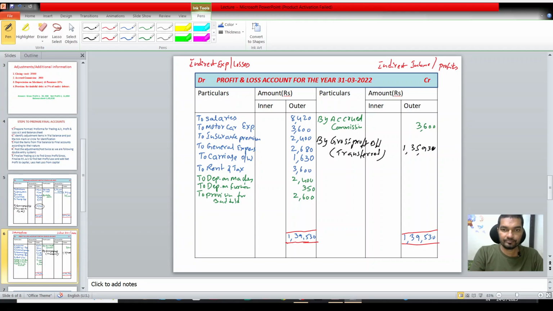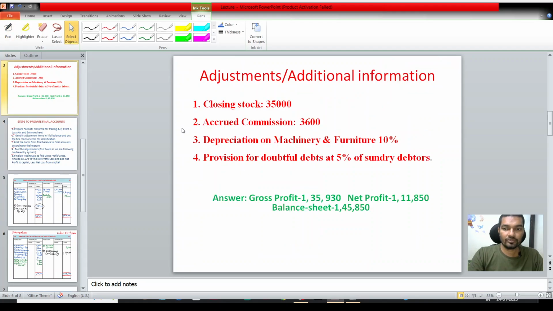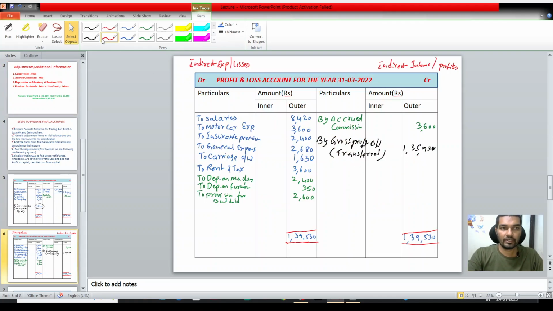1,39,530 minus 8,420, 3,600, 2,400, 2,680, 1,630, 3,600, 2,400, 350 and 2,600. So the final amount is 1,11,850. Exactly 1,11,850 we got.